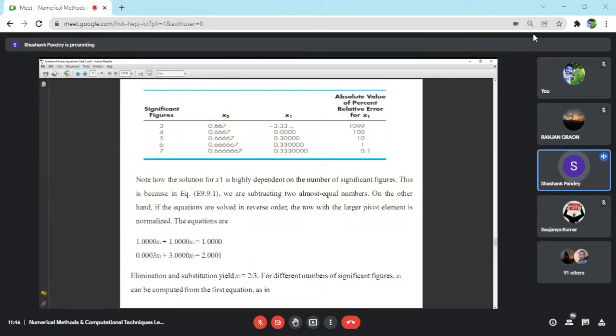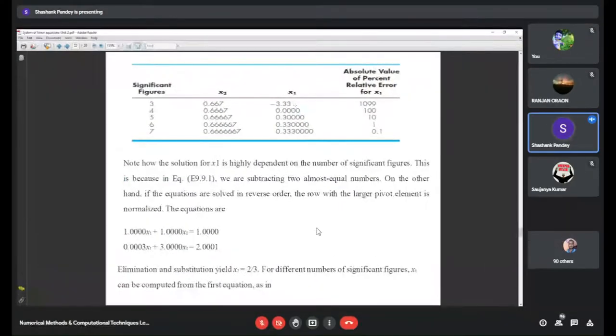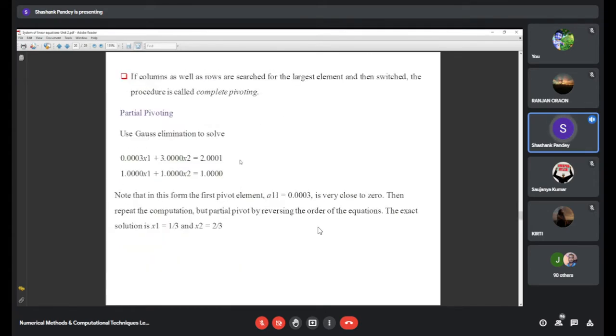It totally depends on up to what significant digit we are taking for the value of x2. The error in the x1 solution totally depends on up to what significant digit we are taking for this x1. So here you can look, I have made a slight change in the way the equation was represented.